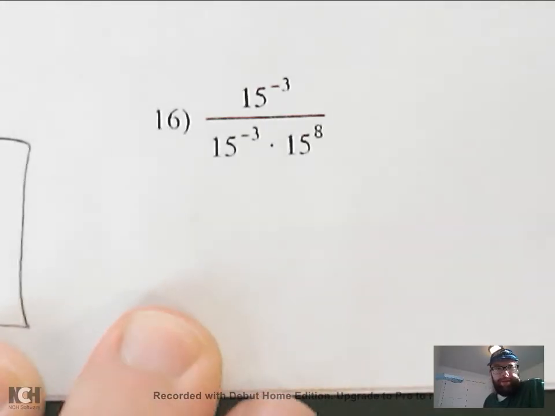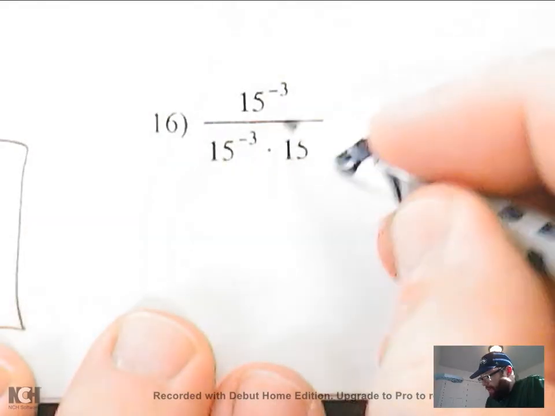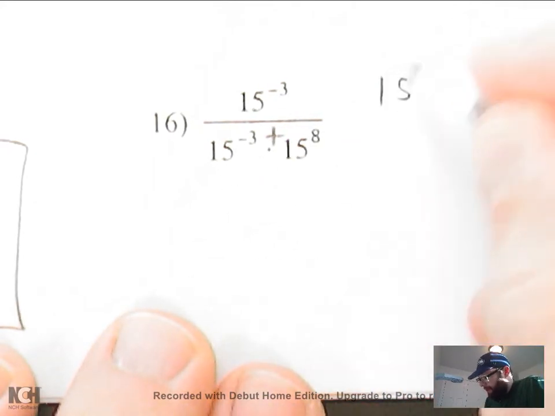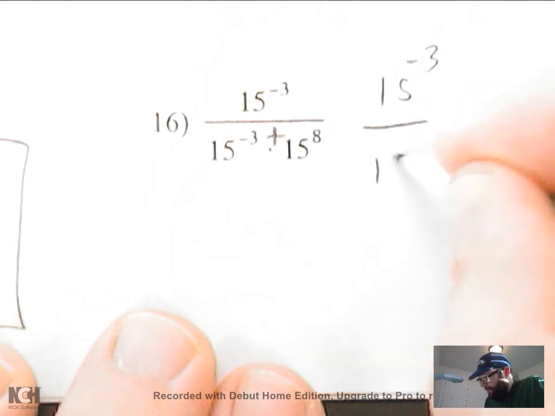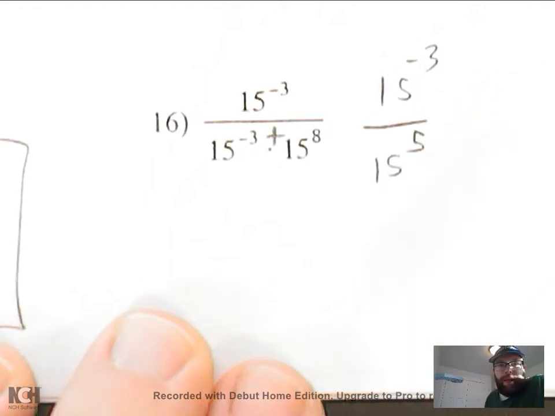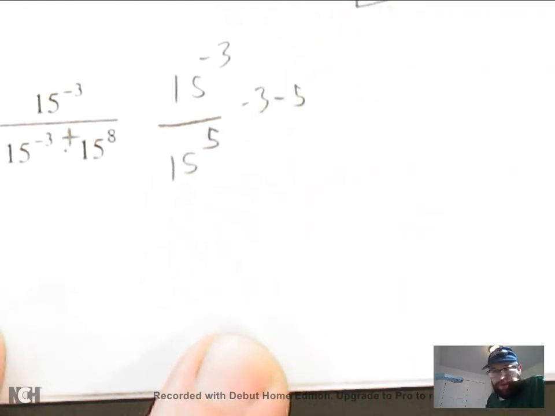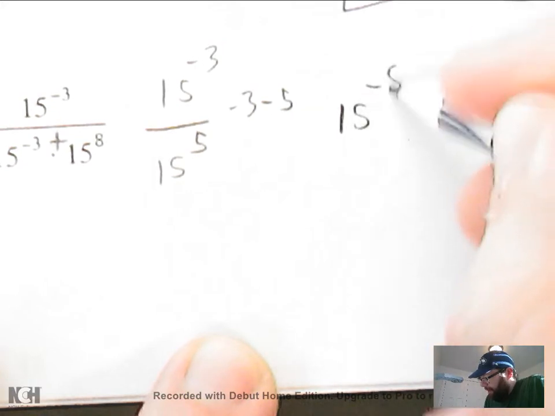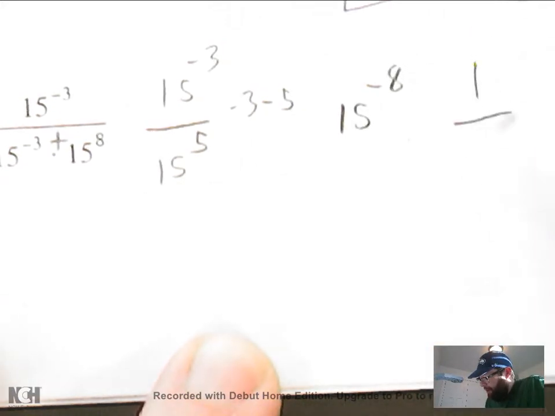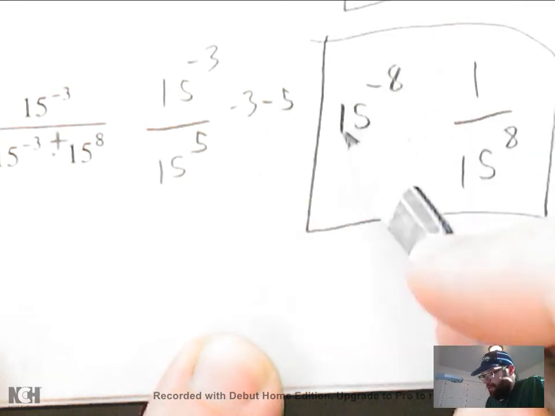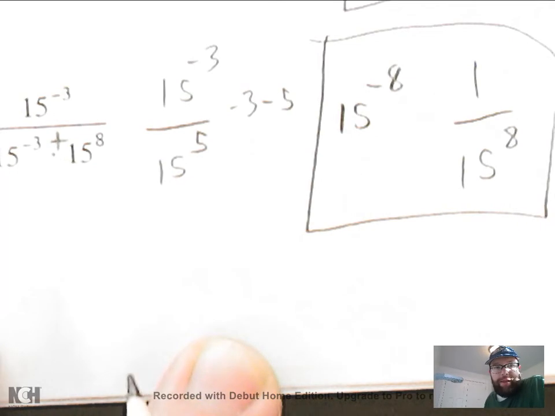Then, this one, we've got some multiplying on the bottom here, so we're going to do that first. So, negative 3 plus 8 is 5, so 15 to the negative 3 over 15 to the 5th. Okay, then we would subtract. Negative 3 minus 5 is negative 8, so 15 to the negative 8, and then we'd push it downstairs to be 1 over 15 to the positive 8. Again, when you subtract, that first number is just going to be the upstairs base. And then you just move it downstairs, whether it's positive or negative, it doesn't matter.